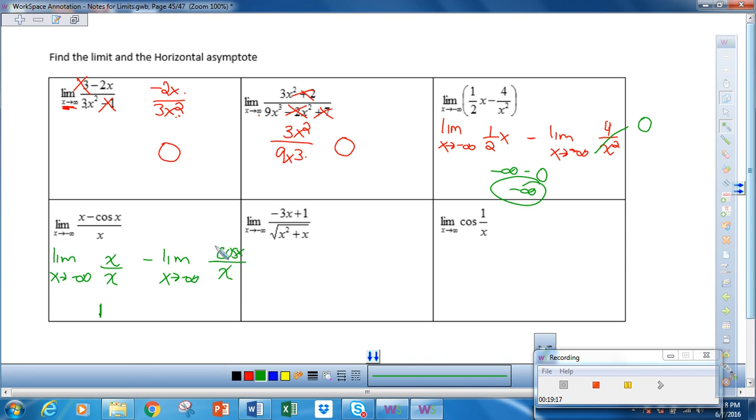So because cosine x is bounded between negative 1 and 1, and x is just growing and growing and growing, we see that the limit as x approaches negative infinity here is 0. It doesn't really matter if it's negative infinity or positive infinity, because 0 has no sign. So the answer is 1.